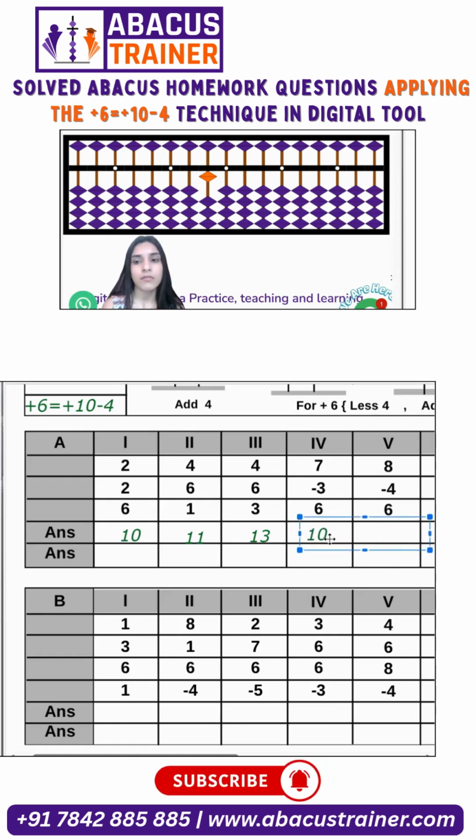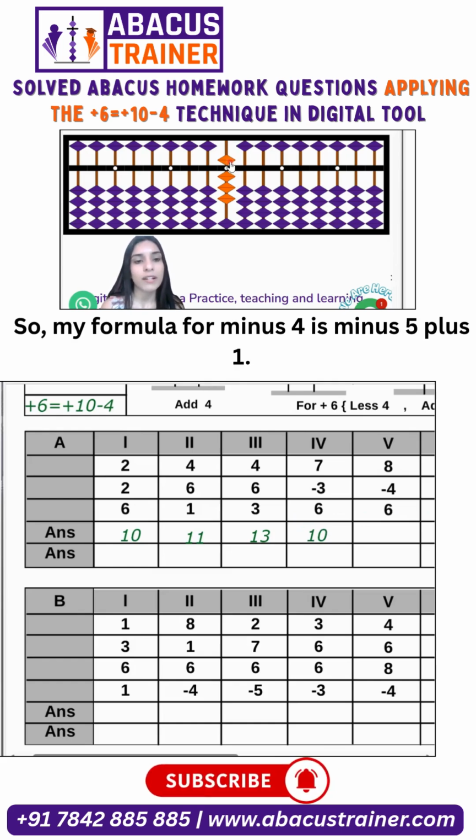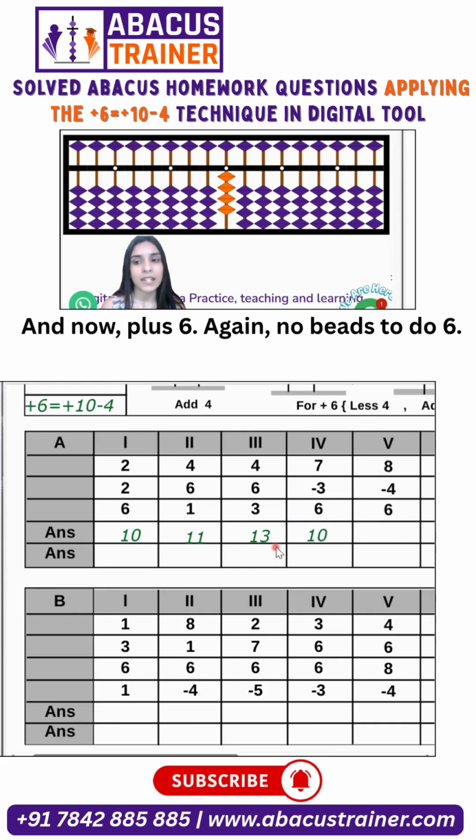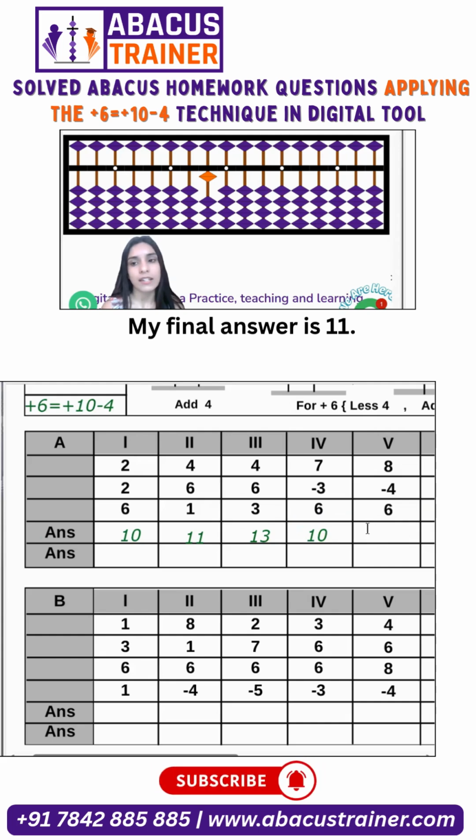Last question. 8 minus 4. Do I have enough beats to do minus 4? No. So my formula for minus 4 is minus 5 plus 1. And now plus 6. Again, no beats to do 6. So formula of 6 is plus 10 minus 4. My final answer is 10.